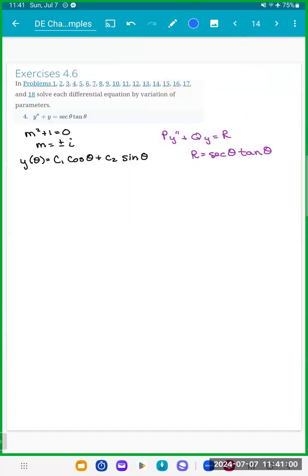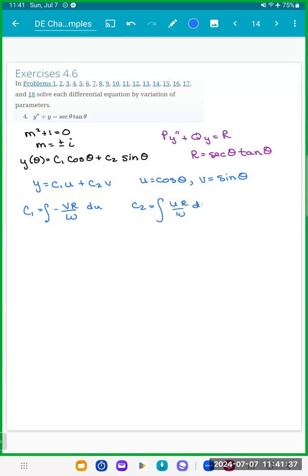We can compare with y equals C1 U plus C2 V, where U is cosine of theta and V is sine of theta, so that we don't have to keep writing sine and cosine and make it a lot longer. So our C1 is equal to the integral of negative VR over W du, and our C2 is the integral of UR over W du.